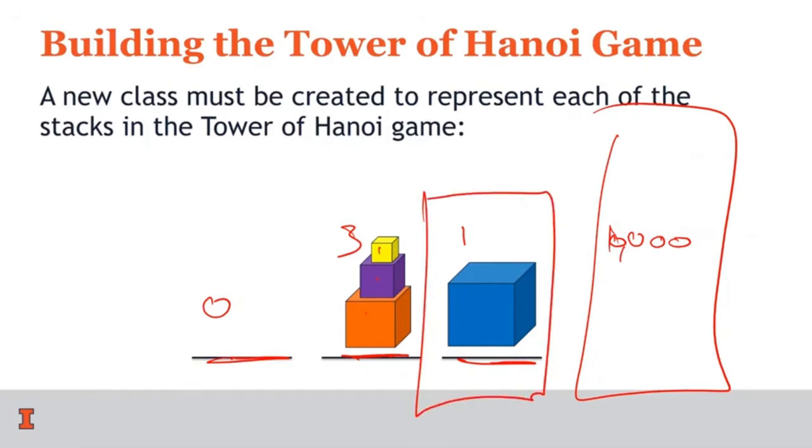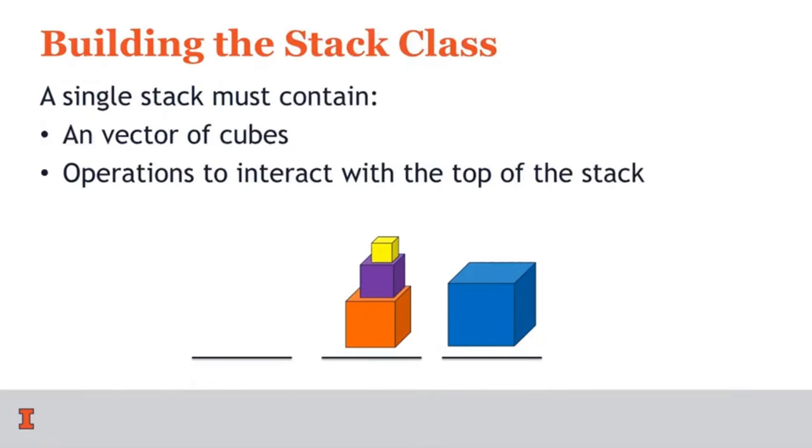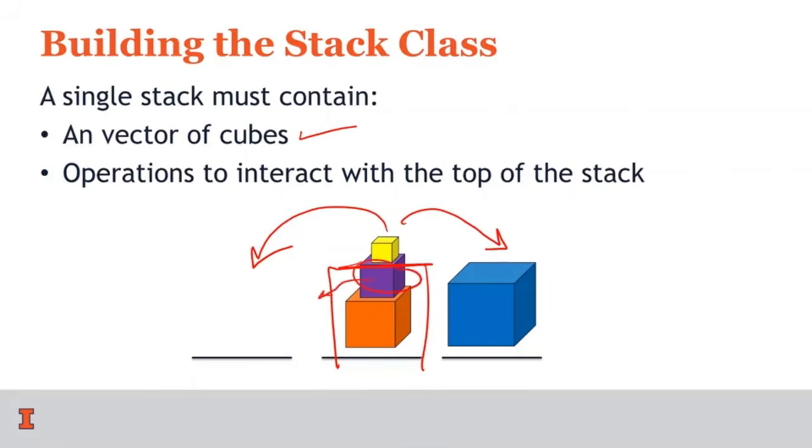so that we can push the cubes onto the stack. The other piece we need, in addition to the vector of cubes, is operations to interact with the top of the stack. Notice on every stack, we never care about what's below the top element. We can only move the yellow element. We can't move the yellow and the purple element at the same time. So the only operations we ever have on the stack is to modify the top element by either looking at it or removing it altogether.